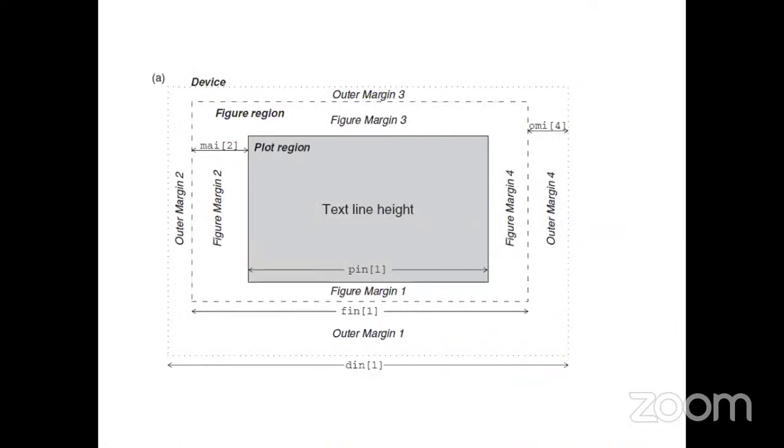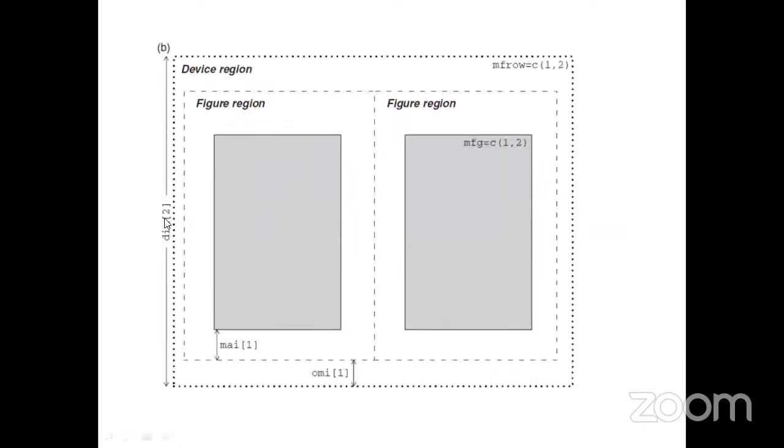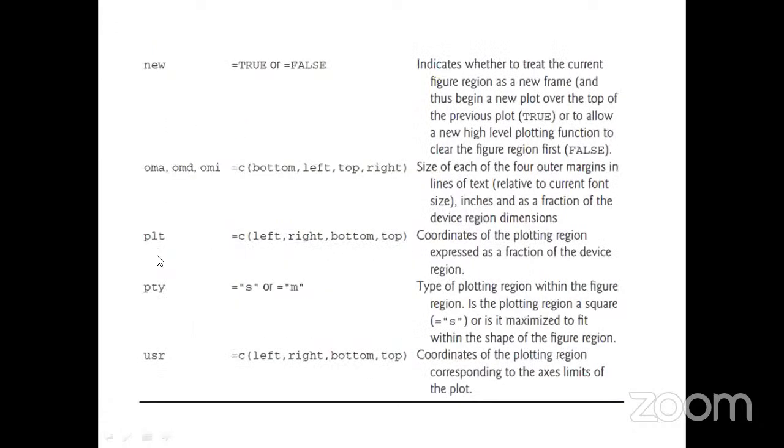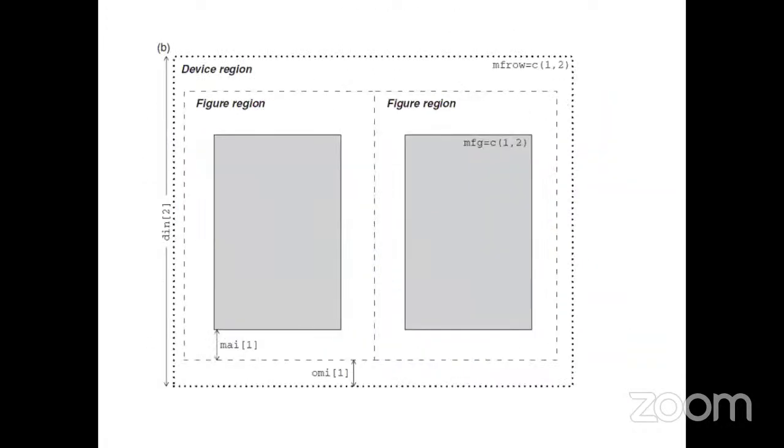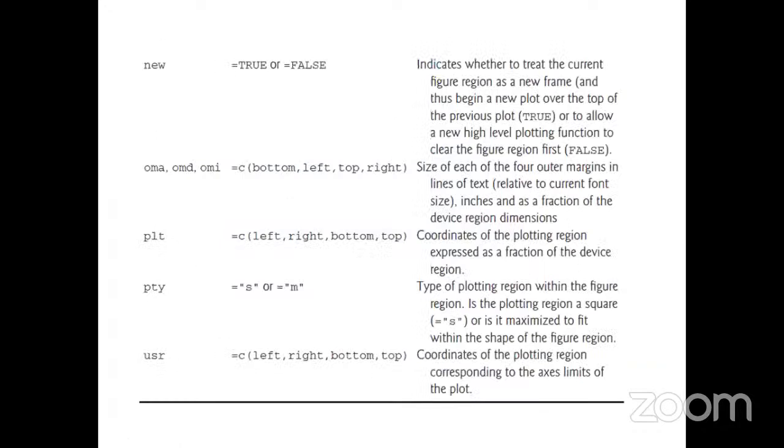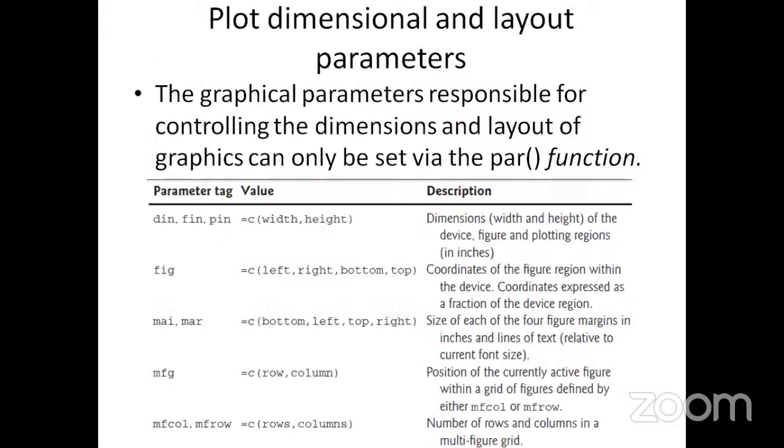Here almost everything is given. Again the same are here: MAI, OMI, DIN function. DIN is first, that is the dimension. So these are all the various parameters. DIN, FIN and PIN stand for the dimension. FIG stands for the figure region. MAI and MAR stand for the size of the 4 figure margins.